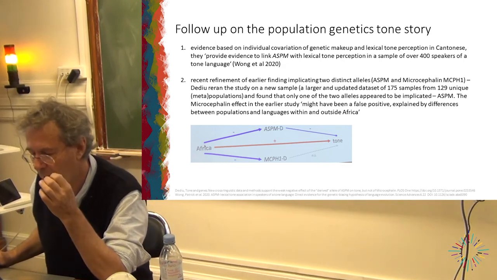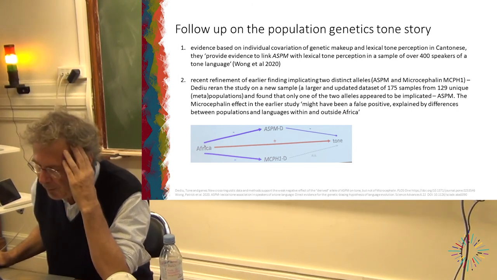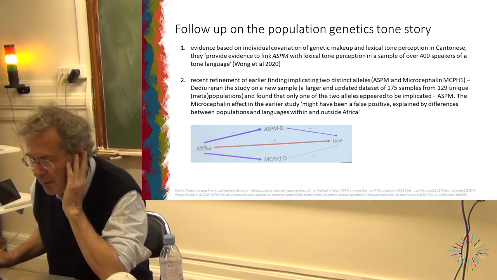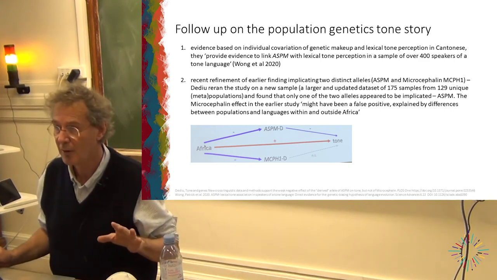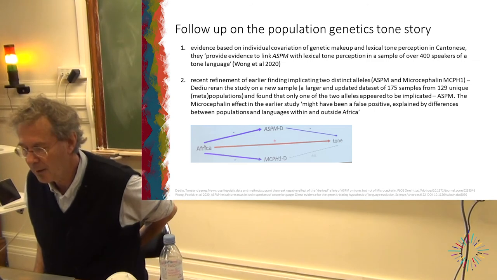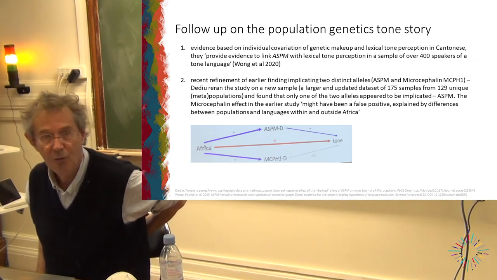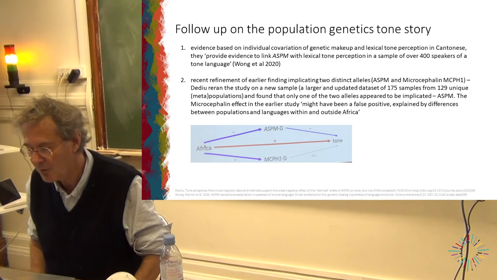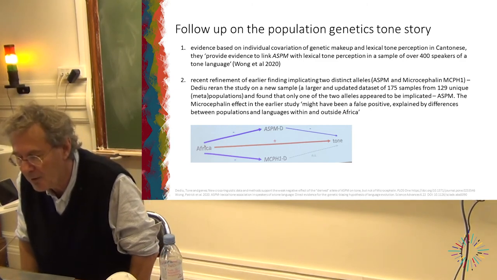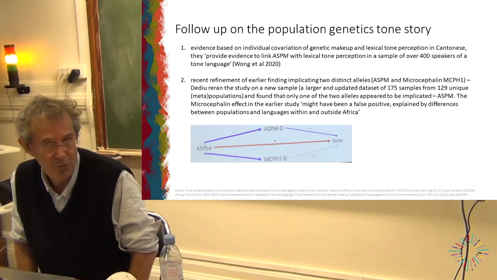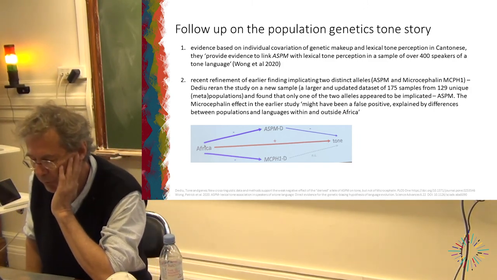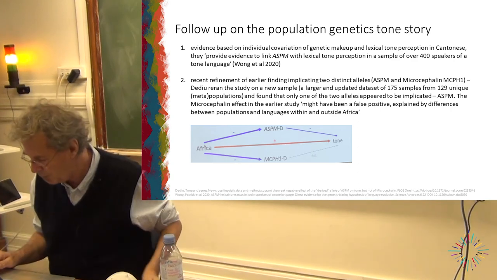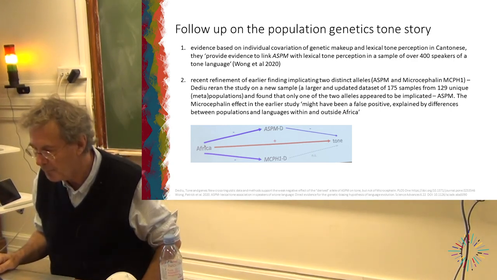So he just found it for ASPM, and the earlier study had two alleles, so the other one was sometimes called microcephalin, MCPH1. And then indeed Dediu went back and looked at a new sample with an updated data set, 129 populations, re-examined it and found that it was just one of the alleles that appeared to be implicated. That's the ASPM one, the one showing up in the Cantonese study. So it looked like the other one was a false positive. So he's very recently published something revising that. Okay, so it just shows that you have to go through a number of steps to come up with a really persuasive picture here.